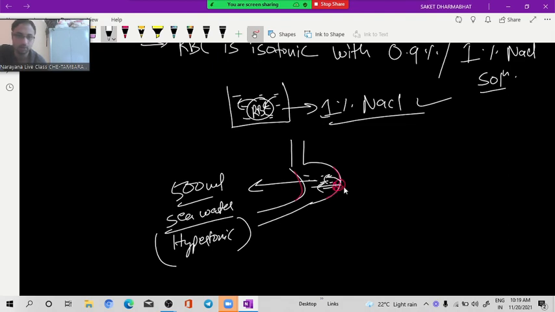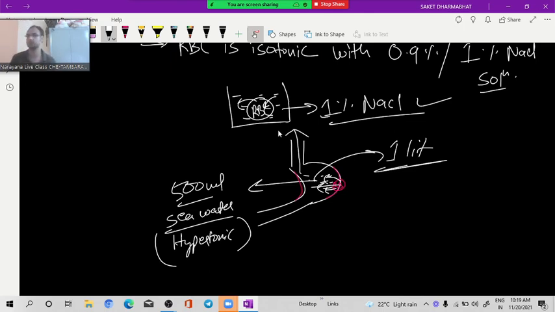So water will come out from the RBC into your stomach. After some time, this water will become what? 1 liter. And after that, this 1 liter water will come out through your mouth by vomiting. So normally those swimmers who are swimming in the sea water are vomiting after coming out, because while swimming some water is going inside their mouth. Okay, that is the thing.